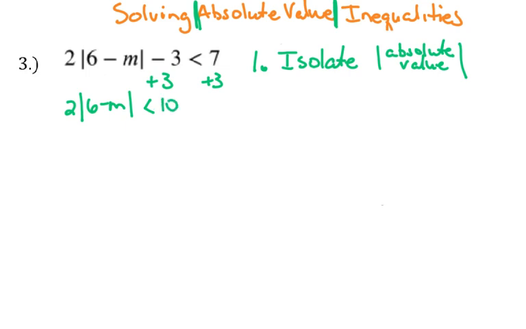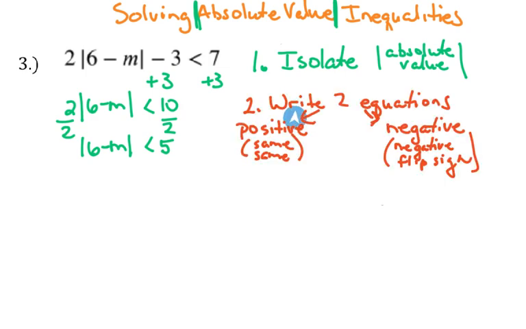Our next step would be to divide by 2. And again, I'm dividing by a positive number, so it's not going to affect the less than symbol. And this will give me the absolute value of 6 minus m is less than 5. Now we have isolated the absolute value.